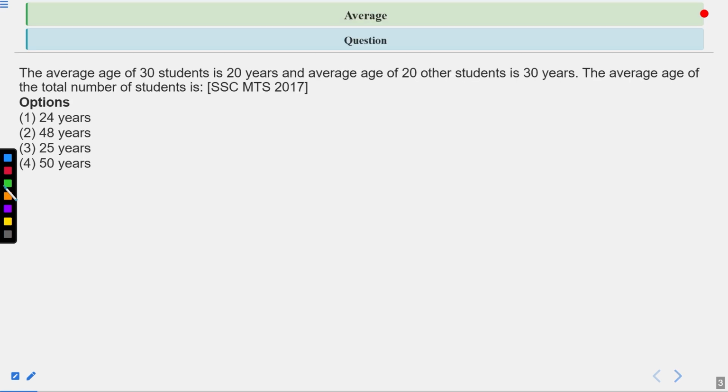Now the question is: the average age of 30 students is 20 years and the average age of 20 other students is 30 years. The average age of the total number of students is? This question was asked in the SSC MTS exam in 2017. There are four options: first is 24 years, second is 48 years, third is 25 years, and fourth is 50 years.